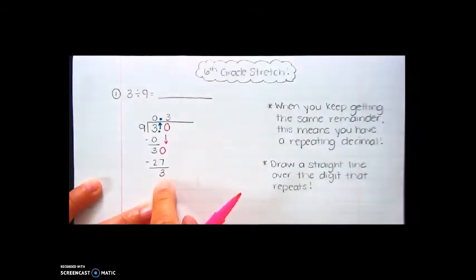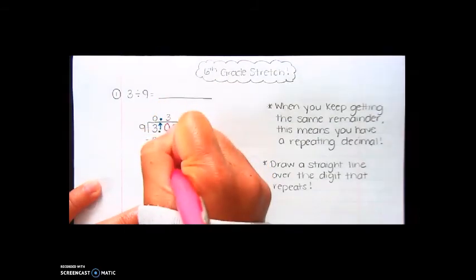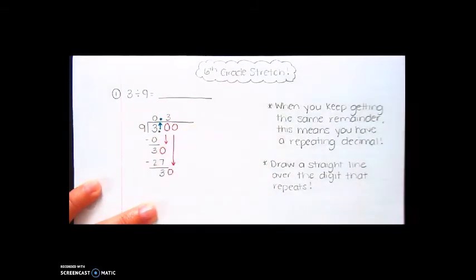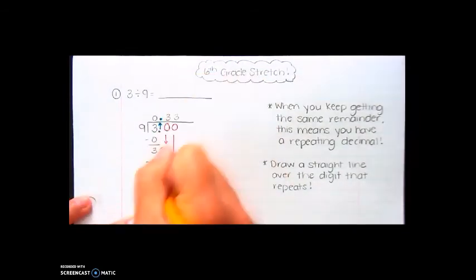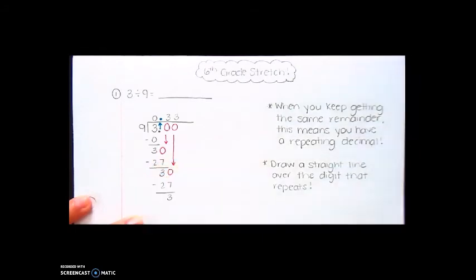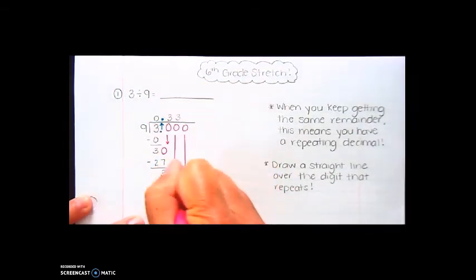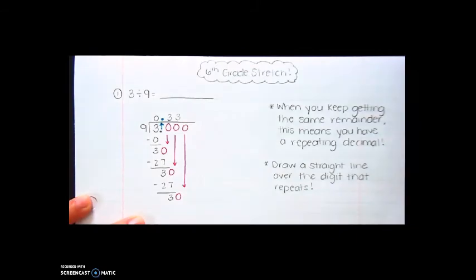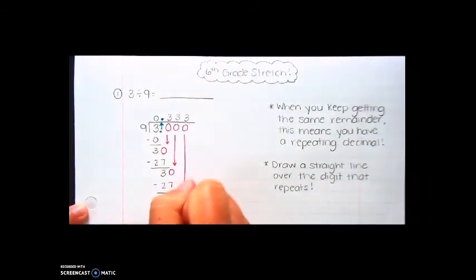I still have a remainder, so I'm going to add another placeholder 0. Bring it straight down. And I get 30. I can make 3 groups of 9, which is 27. Subtract, and I'm left with 3. Hopefully you're starting to notice a pattern. Let me put another placeholder 0. Bring it down. I have 30. I can make 3 groups of 9, which is 27. Subtract, and I'm left with 3.